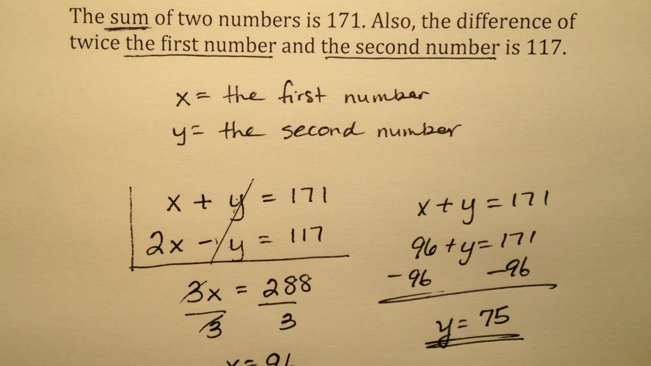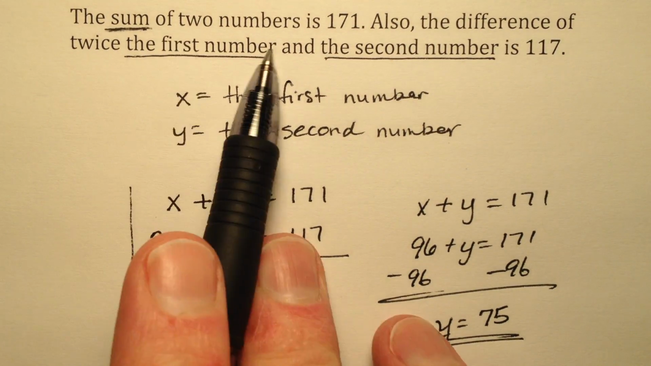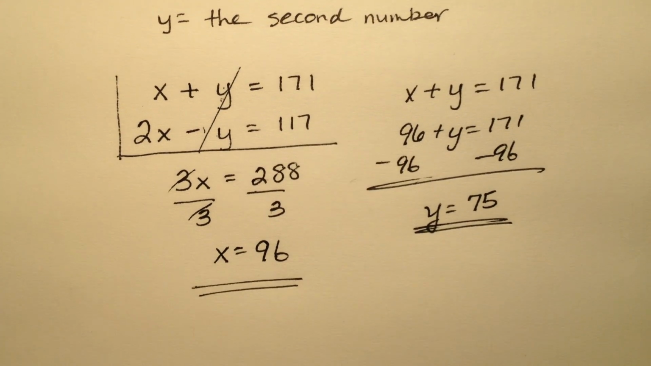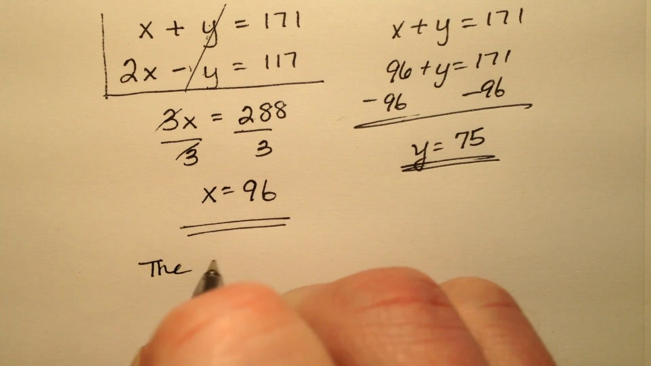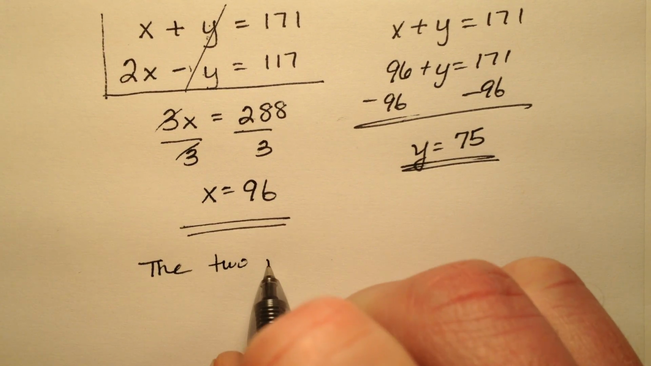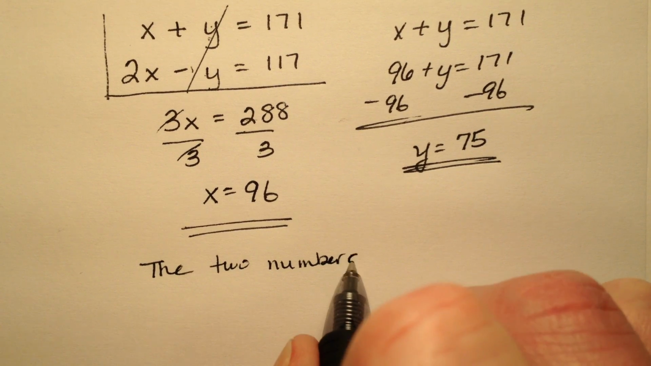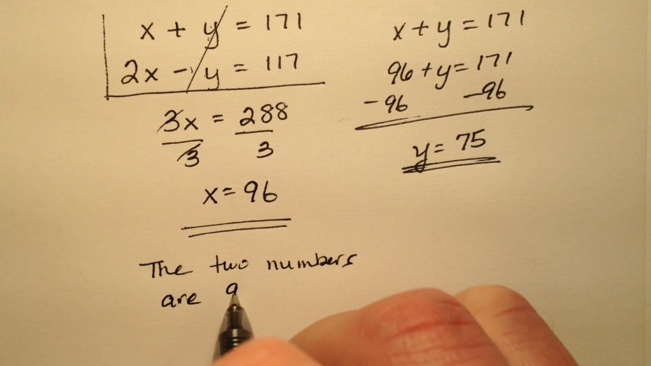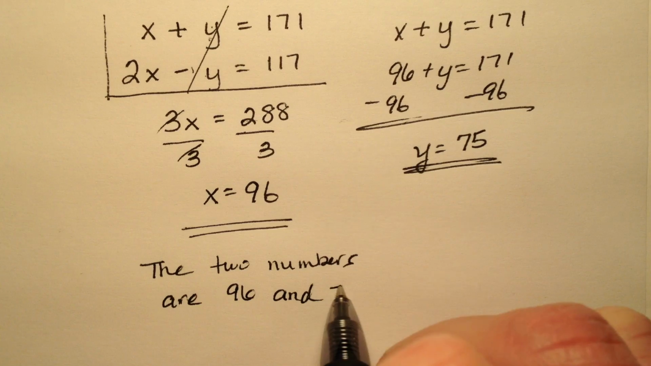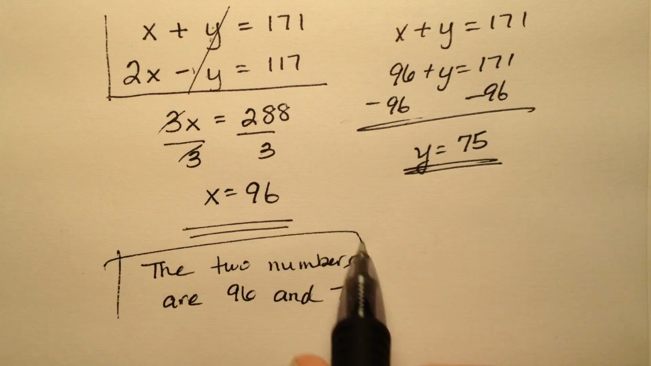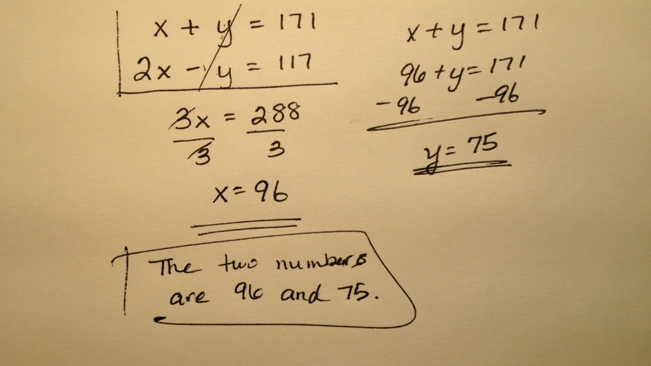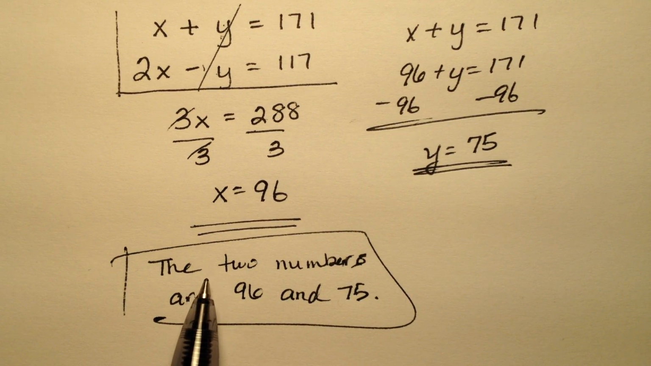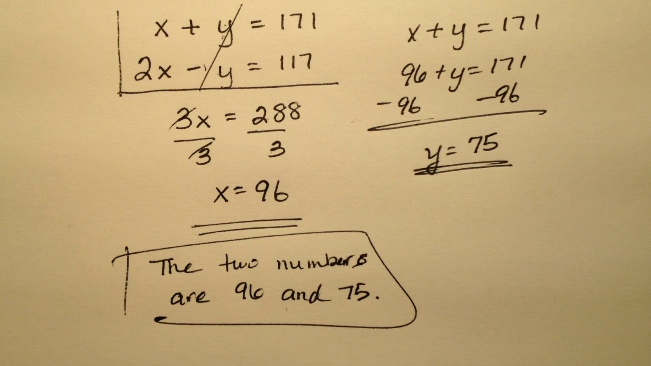So initially I knew that I was looking for two numbers, the first number and the second number. So now I wrote my system of equations and I solved, so I can say the two numbers are 96 and 75. Okay, so I have both values. I wrote my system, I solved it, and x and y were my variables, and here we go, 96 and 75 are my two values.